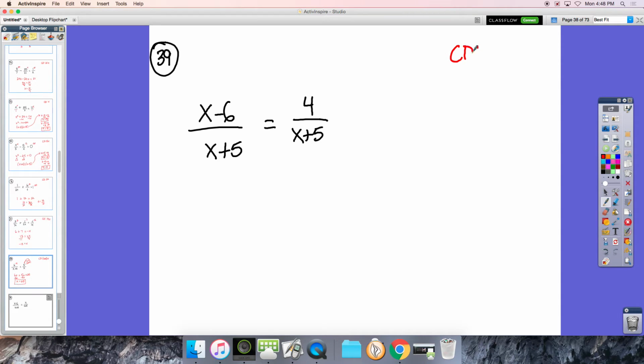Our common denominator is x plus 5, and they both already have that. So really you just need to solve the top. X minus 6 equals 4. Add 6 to both sides. X equals 10.